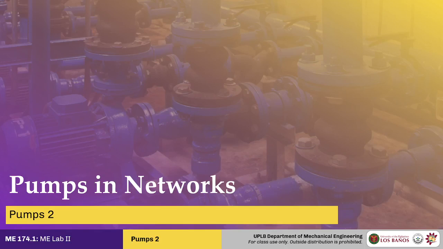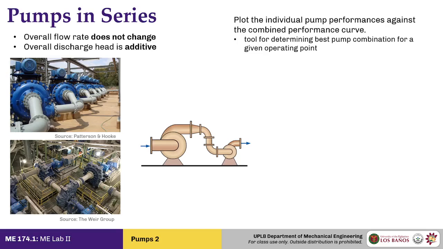So now we'll be looking at pumps in networks. This one is easy, although when you look at the curves, they might be a little bit more confusing. There are two kinds of networks: a series network and a parallel network. The series network is not all too common.